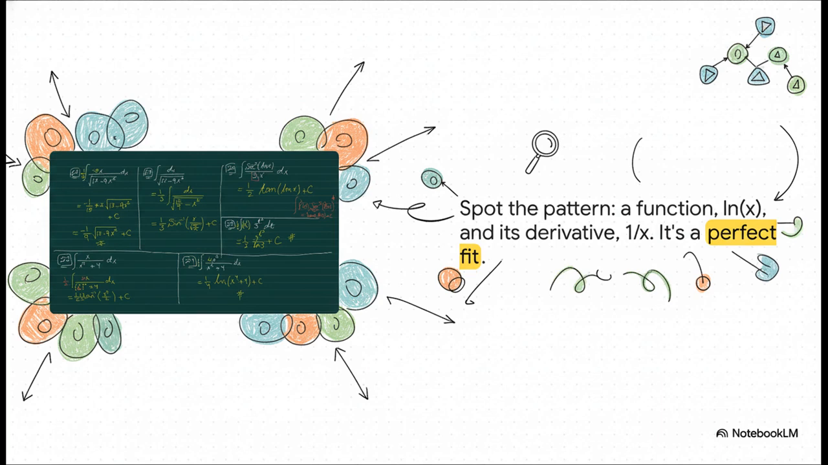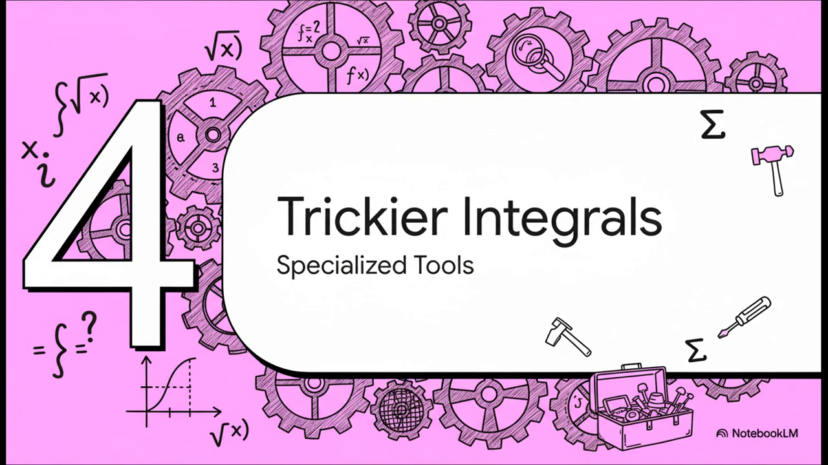That's a classic pattern. And whenever you see that, the solution is just tangent of the original function. So tan ln of x plus c. It looked terrifying, but it was all about spotting that hidden pattern. Okay, we're getting pretty good with the standard stuff. So let's add a couple of specialized tools to our kit for those integrals that look a little weird.